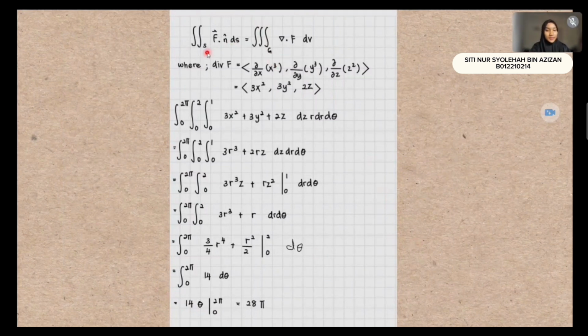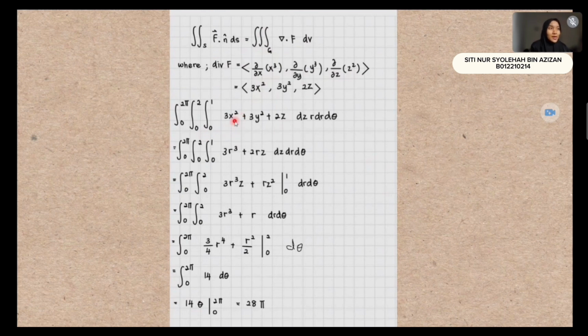We know that the flux of the vector field F through a closed surface is equal to the integral of the divergence over the entire enclosed volume. So we can get the divergence: d/dx of x cubed, d/dy of y cubed, and d/dz of z squared. We differentiate to get 3x squared, 3y squared, and 2z. Now we already have the limits for dz, dr, and d theta. So this is the divergence.